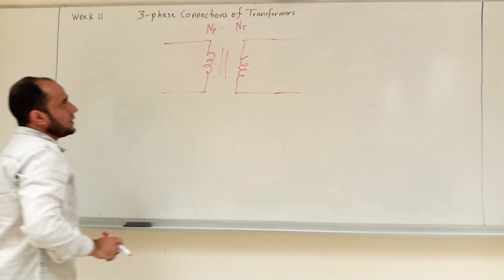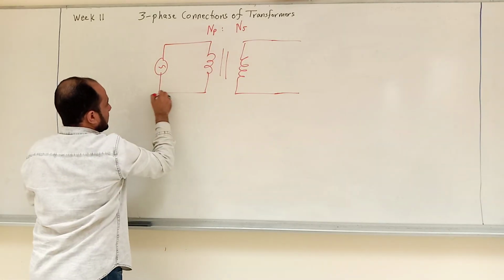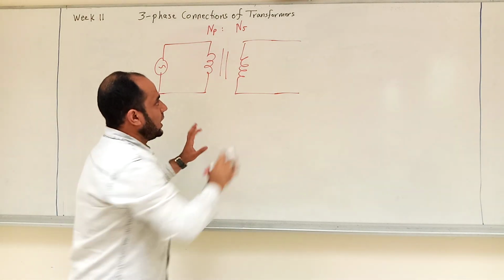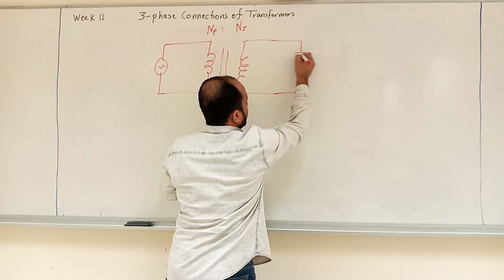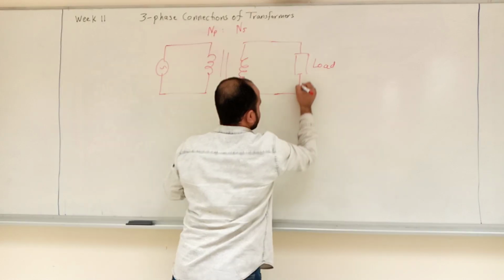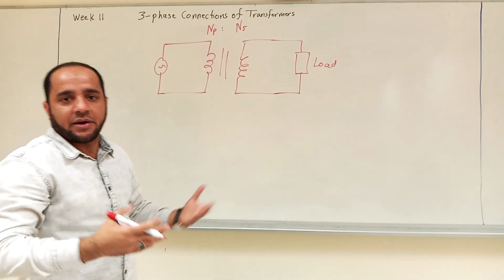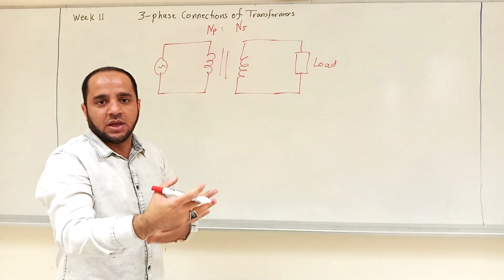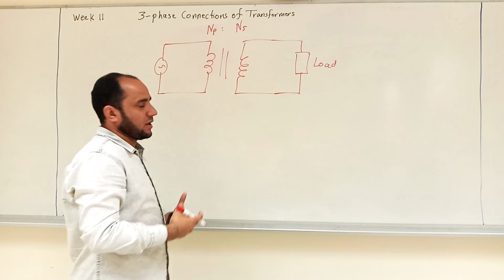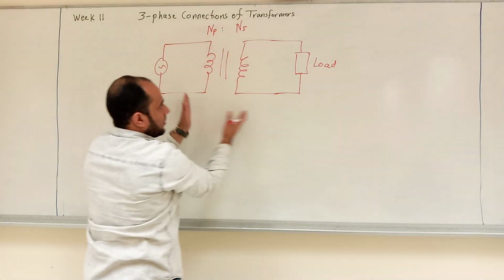Okay? So simply here, let's put a source, so we can connect a source here, right? An AC source, and here we will connect a load. That's a load, right? And this load could be a resistive load, could be an RL load, like motors, for example, inductive resistive loads, the equivalent circuit of motors, and so on, right? So here we're going to be focusing on the transformer side.